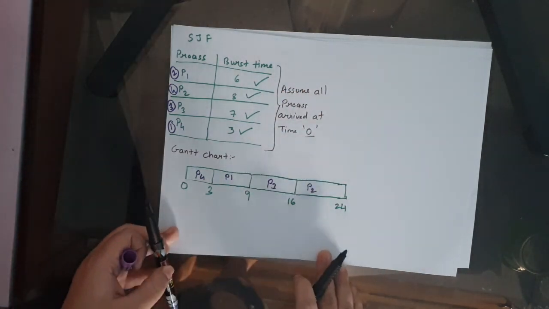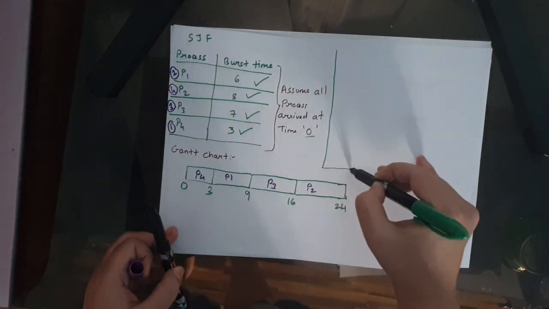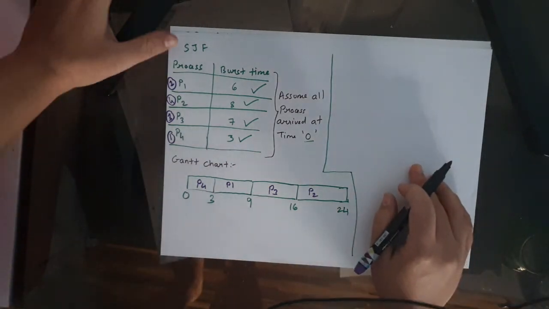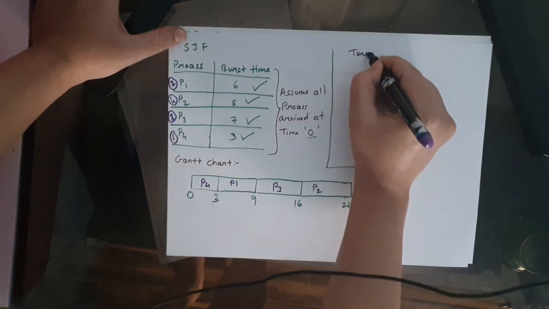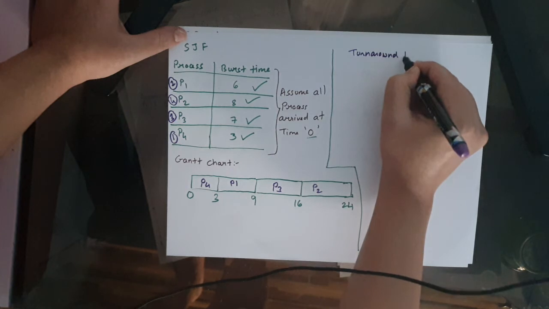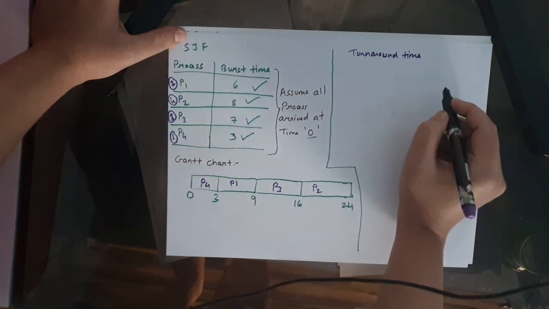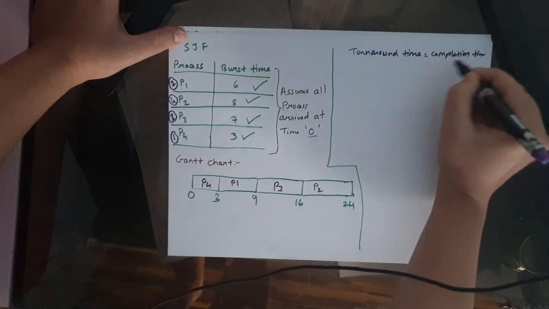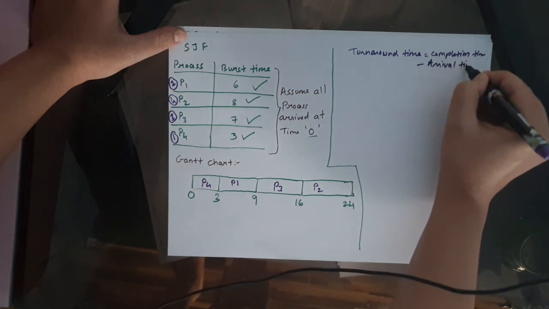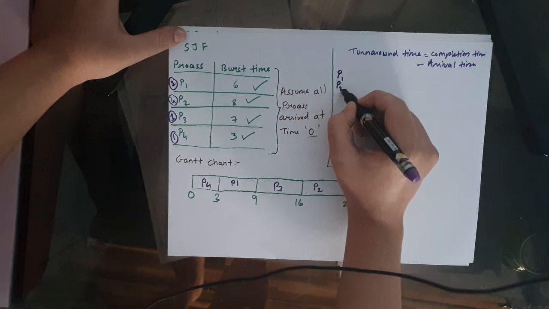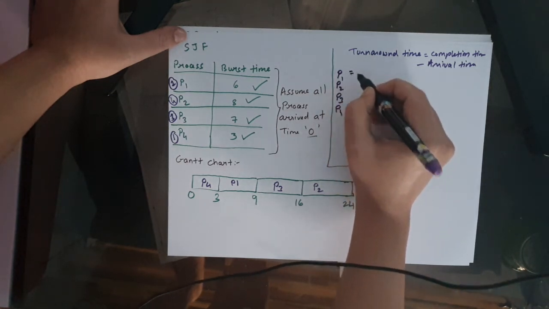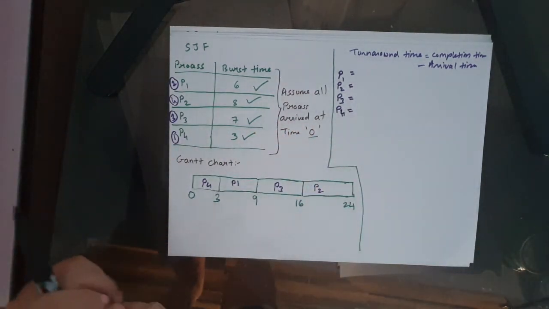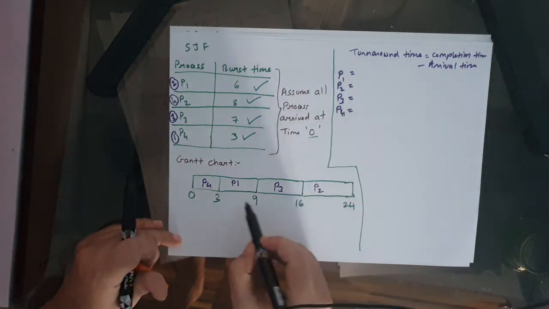Now the next task that we have is to find the turnaround time and the waiting time. First we go for turnaround time. We know turnaround time is nothing but completion time minus arrival time. So for P1, P2, P3, P4, we need to find the values. What's the completion time of P1? P1 started over here and completed right here.